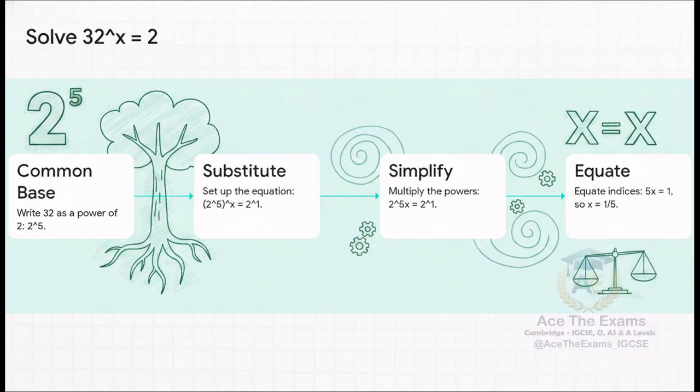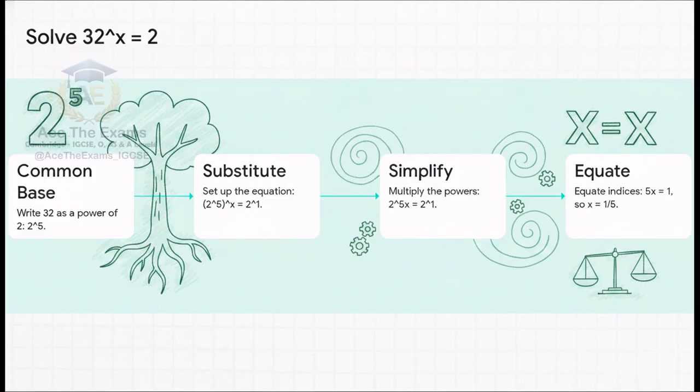They want you to use a strategy called finding a common base. Step 1. Look at the number 32. Can we write 32 as a power of 2? Yes. 32 is exactly 2 to the power of 5. Step 2. Substitute that back into the equation. Now we have 2 to the power of 5, all to the power of x, equals 2 to the power of 1. Step 3. Simplify using the power rule we just practiced. Multiply 5 and x, giving us 2 to the power of 5x equals 2 to the power of 1.